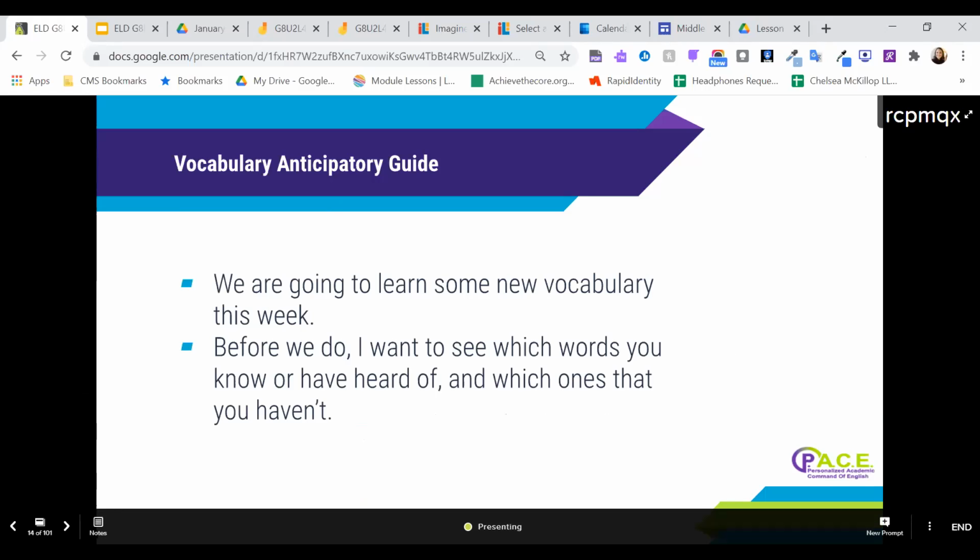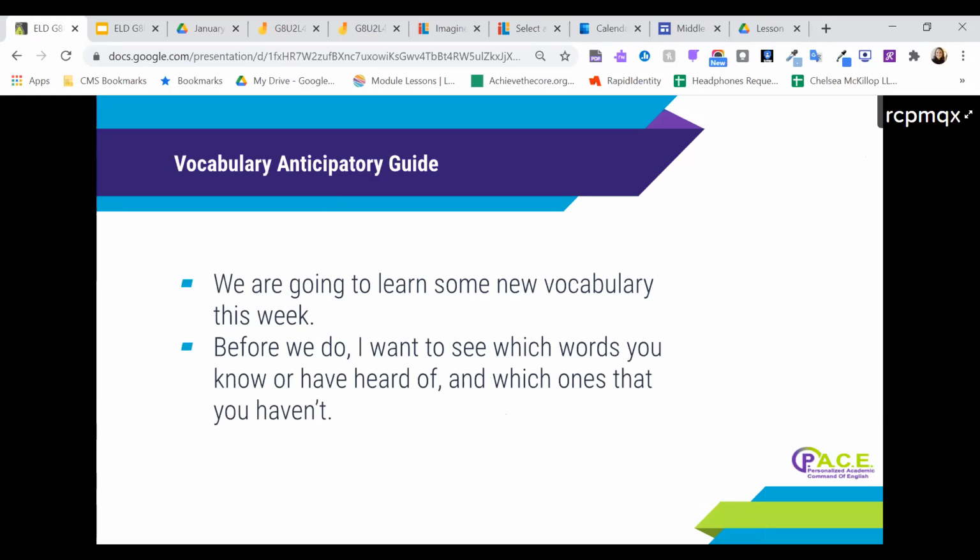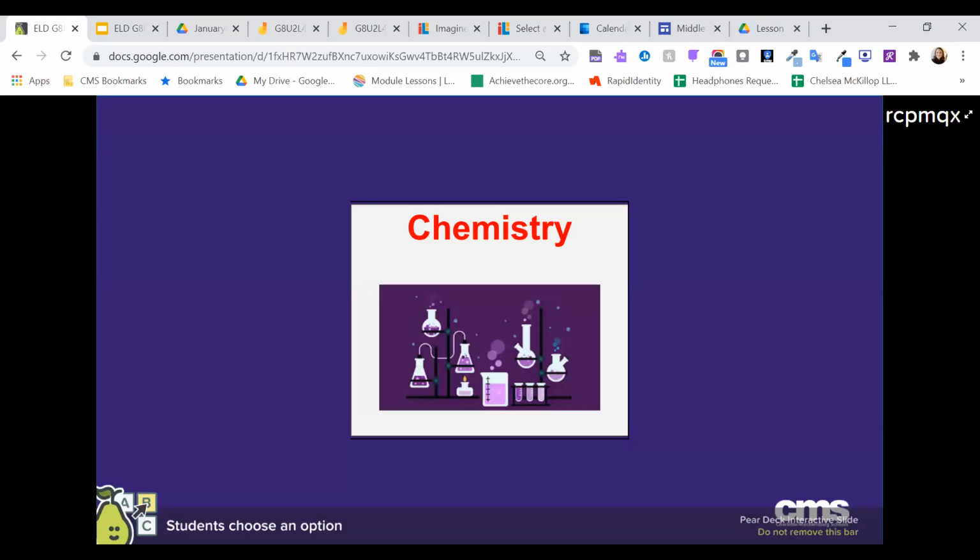So we're going to learn some new vocabulary this week. Before we do, I want to show you which words you know. I want to see which words you know or have heard of and which ones that you haven't. So we'd go through the vocabulary. I'd say chemistry. Have you ever heard of this word? Do you know this word? Have you never heard of this word? And just get a pulse on whether students have heard it or not.